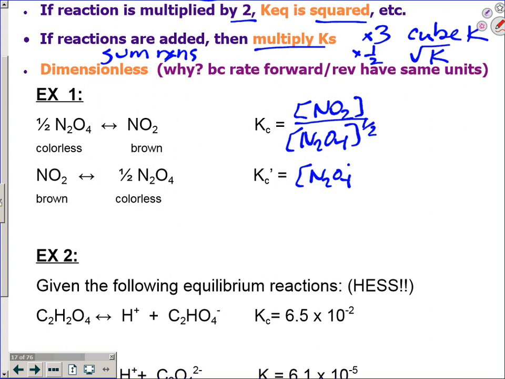N2O4 to the 1/2 power over, okay. I went ahead and, before I even wrote these down, I think you could have told me, what did I do between reaction 1 and reaction 2? I reversed it, right? So this is the reverse.